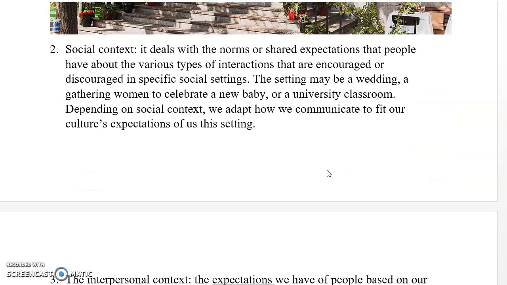The second one is social context. Social context deals with the norms or shared expectations that people have about various types of interactions that are encouraged or discouraged in specific social settings. The setting may be a wedding, a gathering to celebrate a new baby, or a university classroom, and so on. So social context means the occasion where the communication takes place.